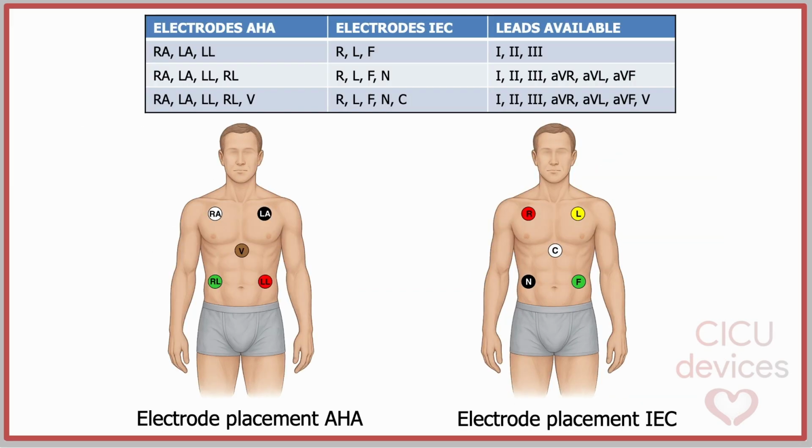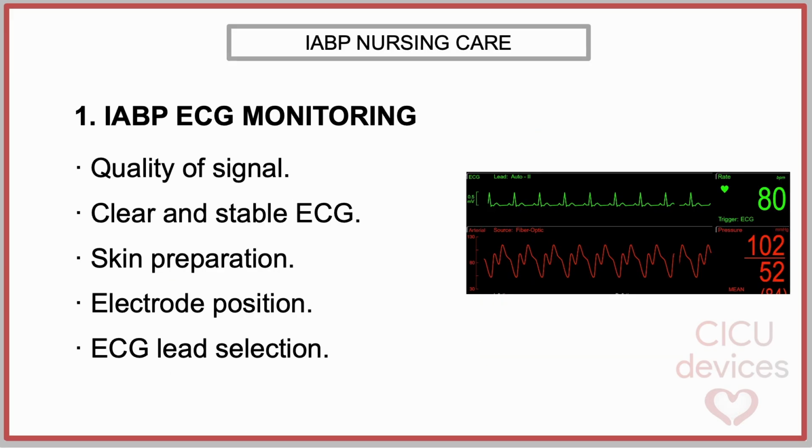In this regard, attention should be paid to the electrode placement system used, as there are two standard systems, the American Heart Association system and the International Electrotechnical Commission system. Modern consoles automatically select the ECG lead that provides the most reliable triggering. However, in certain situations, manual lead selection may be required to ensure optimal signal detection and accurate balloon timing.